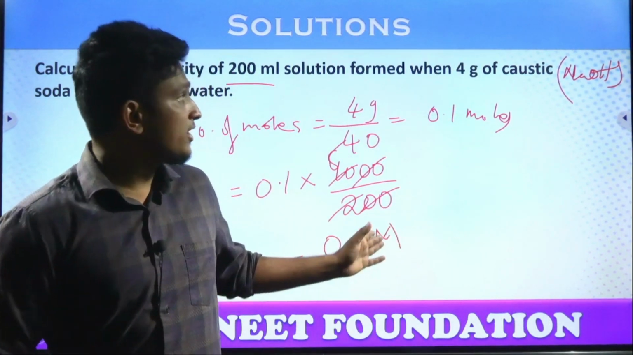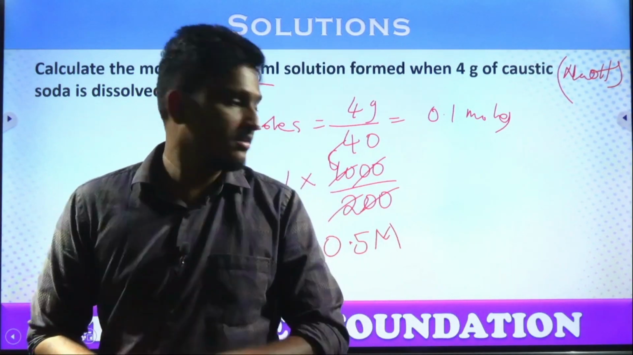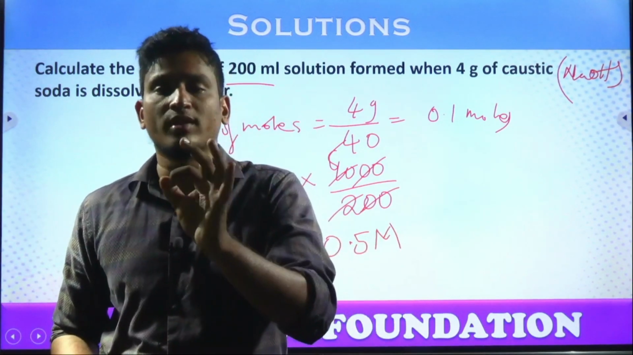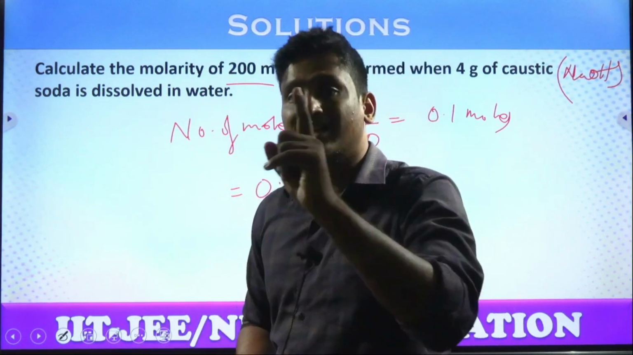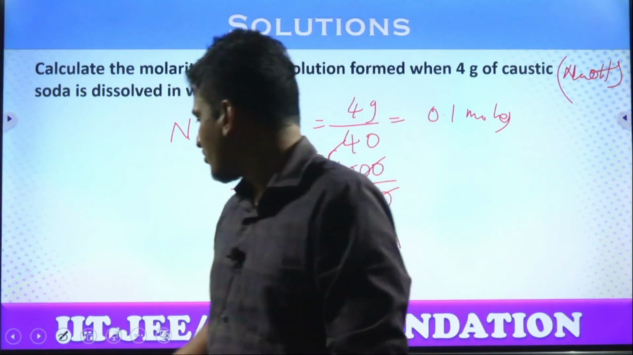What is the meaning of molar? Number of moles per liter. So what is the answer here? 0.5 molar. That means there are 0.5 moles of caustic soda present in 1 liter of the solution. Got the clarity about molarity?